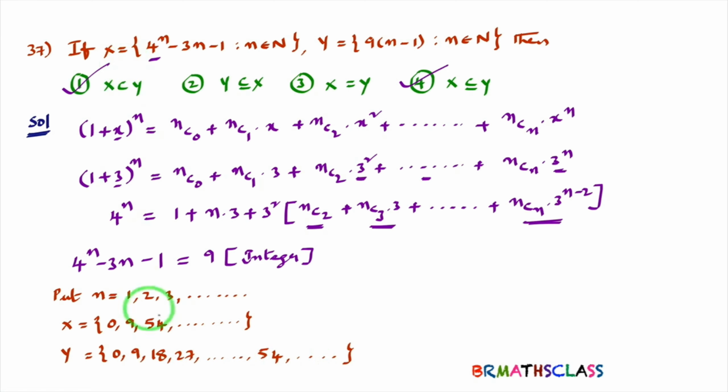X is a set which contains multiples of 9 but not all multiples of 9. Y is a set which contains all multiples of 9. That is the point you need to understand. That's why I have written all these things. So here x is a proper subset of y. X can never be equal to y in this case. So what is the right option? X is a proper subset of y is the right option. What about this fourth option? This is the wrong option. I hope you understand these two questions.